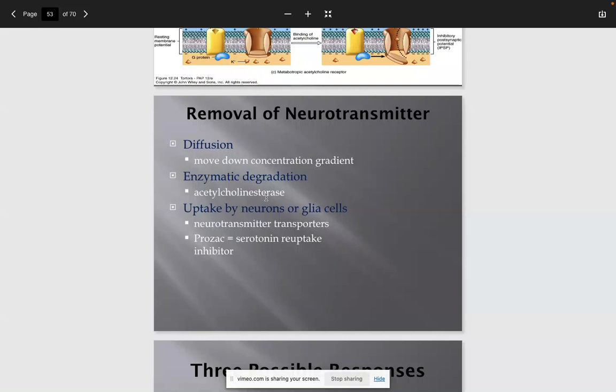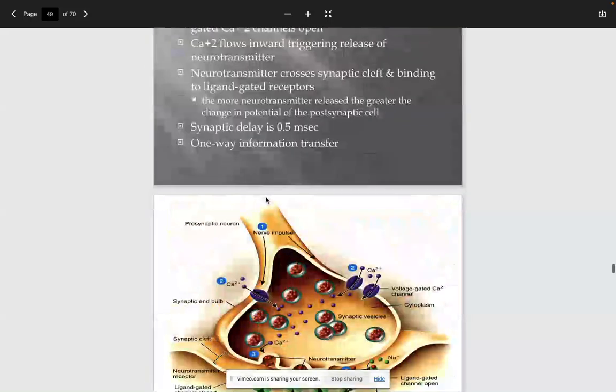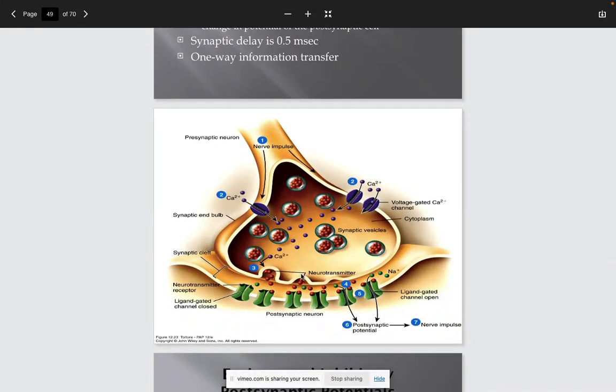Another interesting one is reuptake by neurons. Looking at this picture, if you have a neurotransmitter binding to a postsynaptic neuron, we have something called reuptake proteins that are usually present here. After it has bound to its receptor and done its job, these reuptake proteins take this neurotransmitter back into the presynaptic neuron.